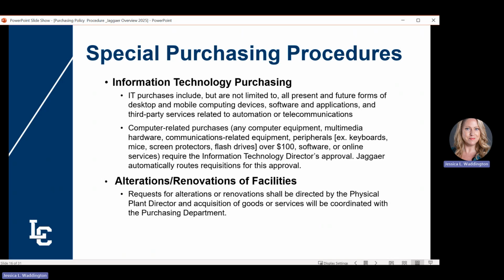Any requests for alteration or renovations of facilities should be directed to the physical plant director, and the acquisition of any goods or services will be coordinated with purchasing.